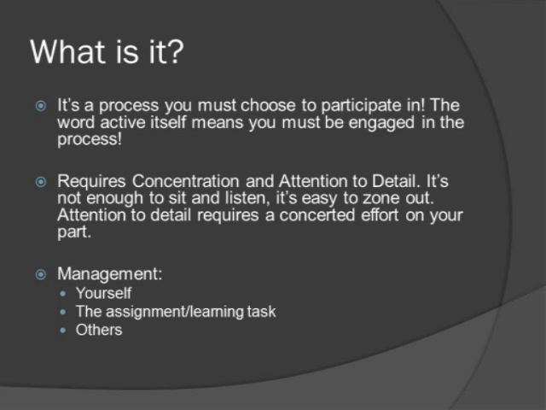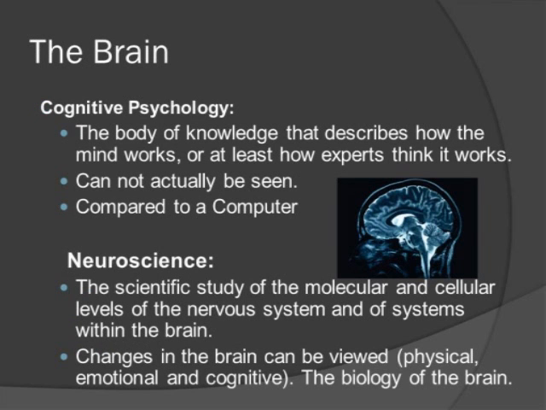Now, active learning has a lot to do with the brain. You might ask, what exactly could it have to do with the brain? Well, cognitive psychology happens to be the body of knowledge that describes how the mind works, or at least how experts think it works. It can't actually be seen, but you could compare it to a computer.